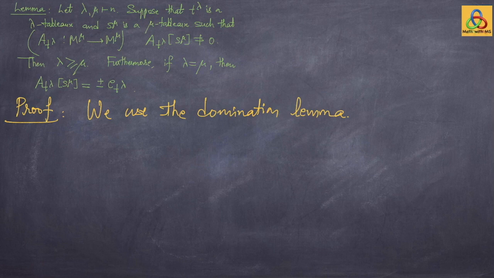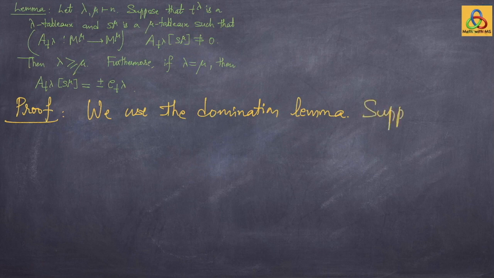It says that if lambda and mu are two partitions of n, and if T lambda is a lambda tableau and S mu is a mu tableau with the property that entries in a single row of S mu lie in different columns of T lambda, then lambda is bigger than or equal to mu. So here I want to make a similar claim that lambda is bigger than or equal to mu, but under this kind of condition. In order to use the domination lemma, I need to show that the hypothesis of the domination lemma holds. So I will show that this condition implies the hypothesis of the domination lemma and therefore lambda is bigger than or equal to mu.